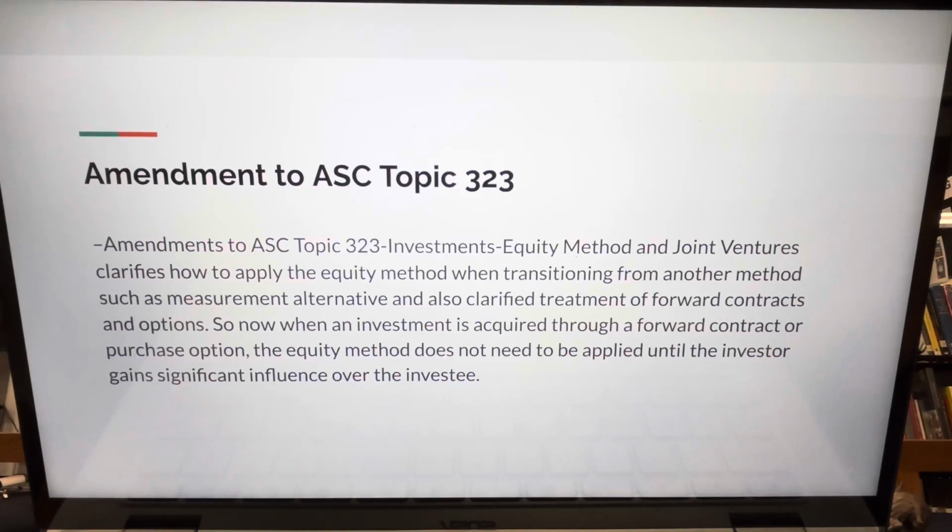A clarification that a forward contract or option to purchase an equity method investment does not qualify for equity method accounting until the investment is actually acquired.